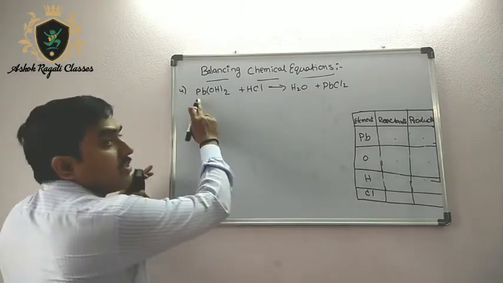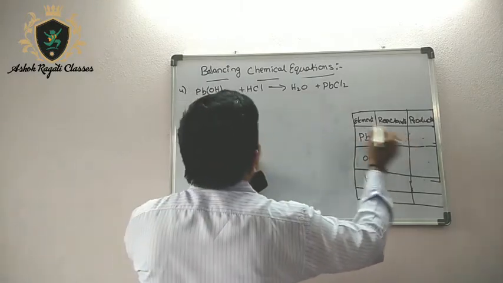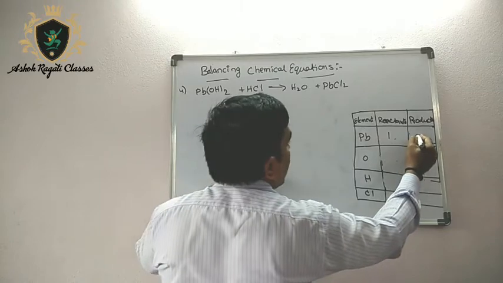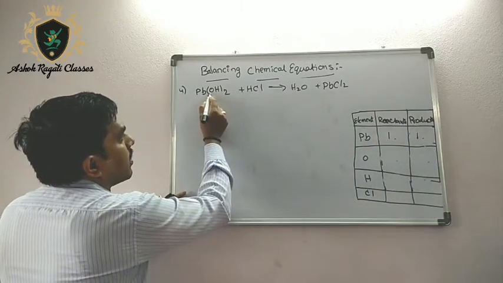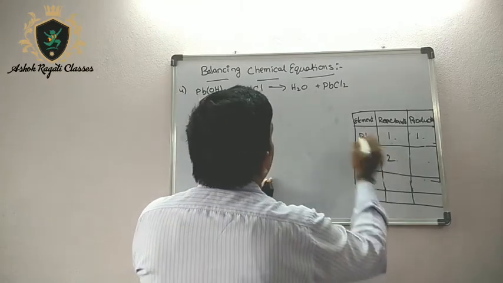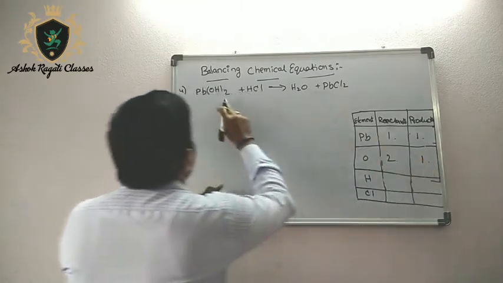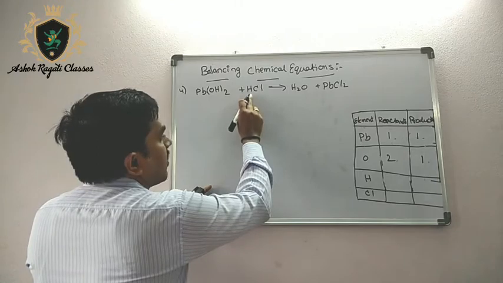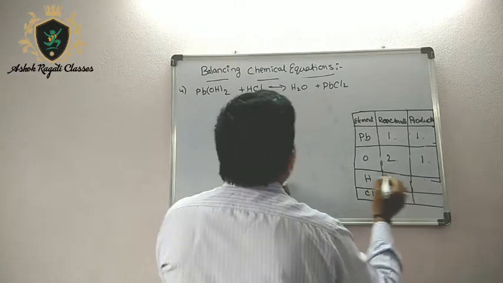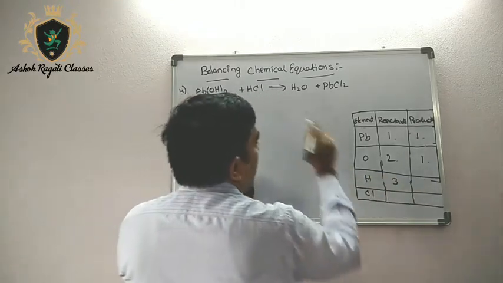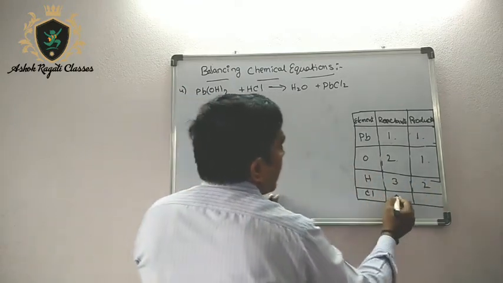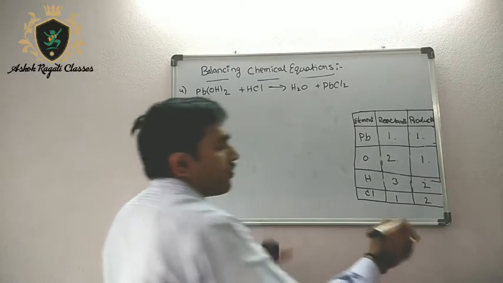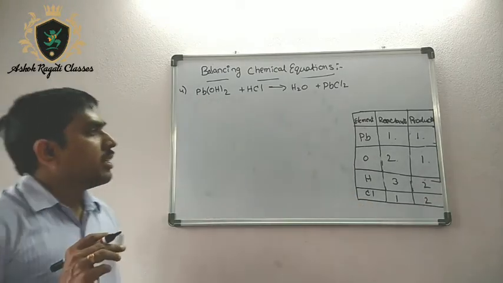Pb is 1, 1. Oxygens are 2 into 1 is equal to 2, 2 oxygens. Here only 1. Hydrogens: 2 into 1, 2 hydrogens plus 1, 3. 3 here. Here 2. And chlorine is 1 here, and here it is 2. Okay, we filled the table.